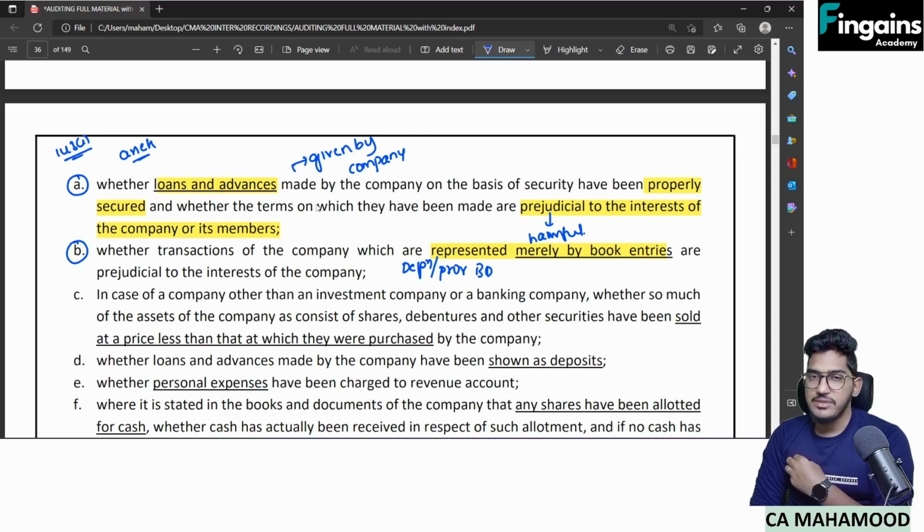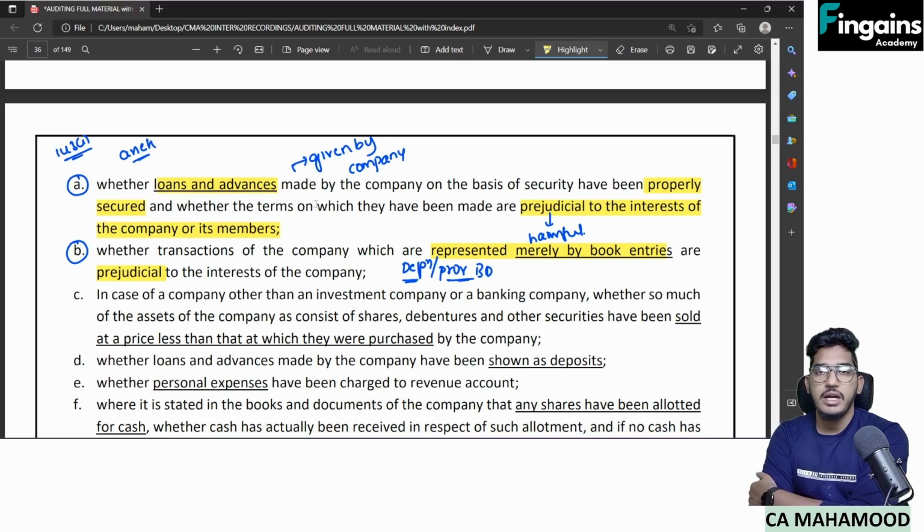So like this, as an auditor, you need to verify these entries like depreciation and provision for bad and doubtful debts and various other provisions which are represented only by book entries. Are they prejudicial? Once again, prejudicial means what? Harmful. So whether the entries in the books of accounts like provision, depreciation, etc., are they harmful to the interest of the company or members? Sir, what does that mean? When will the transactions represented by book entries be considered as harmful to the interest of the company?